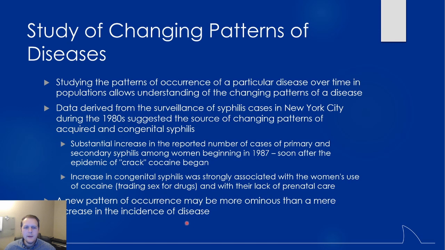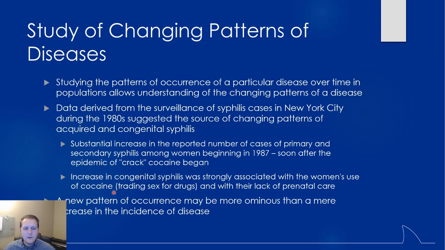And so they noticed this big increase in the number of cases, both primary and secondary syphilis, in women in particular, beginning in 1987. And they noticed that this was happening around the same time as the epidemic of crack cocaine began, right? It was an epidemic because crack cocaine was relatively new on the scene at the time, and so those numbers were going up pretty dramatically. They also noticed an increase in congenital syphilis that was associated with the women's use of cocaine.